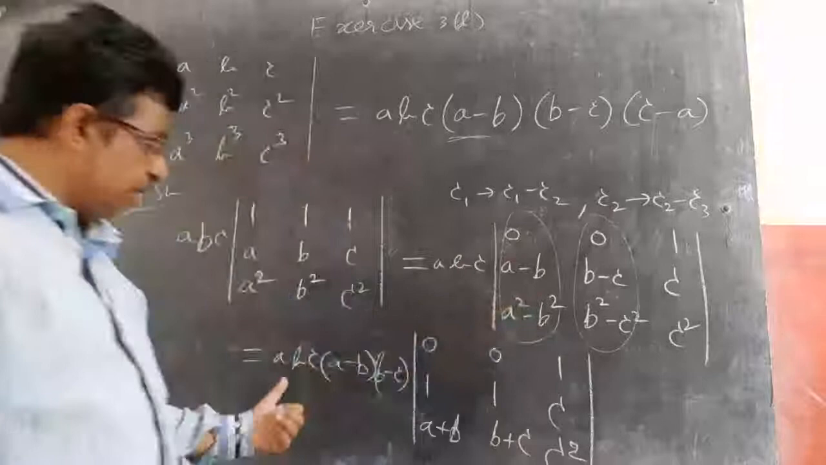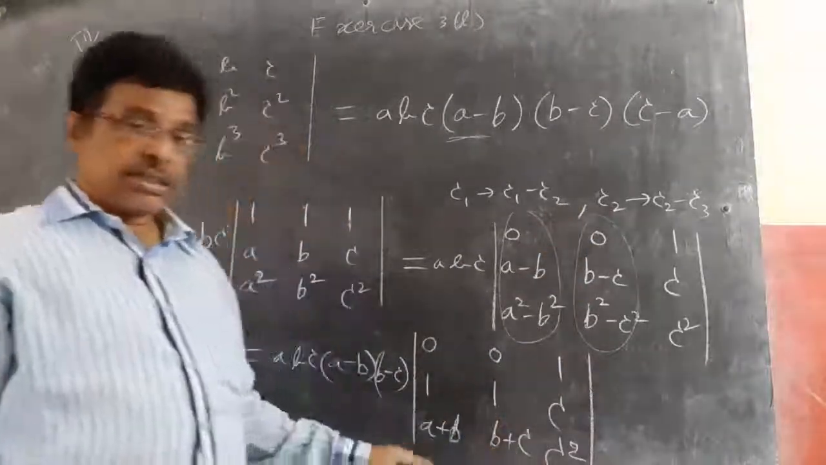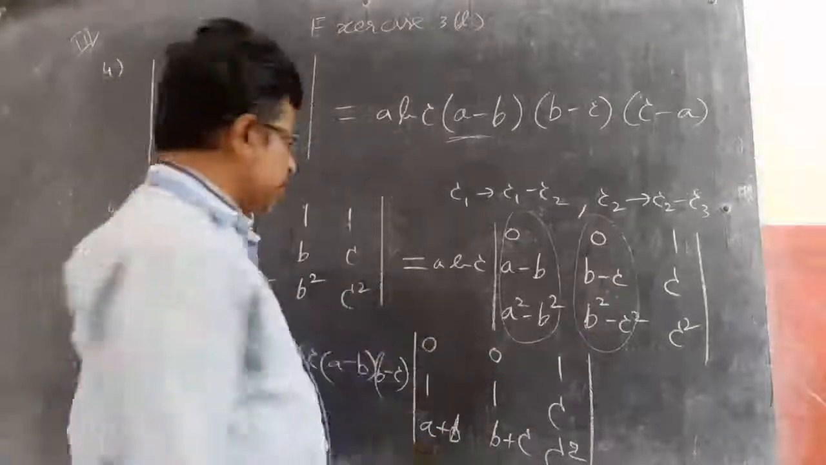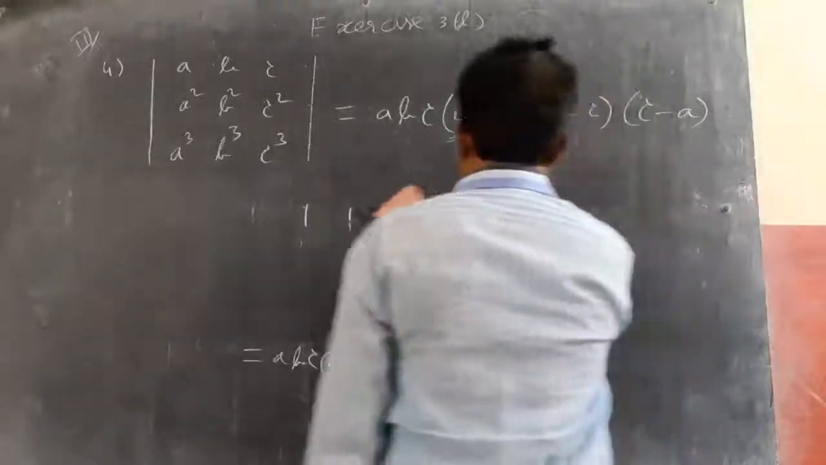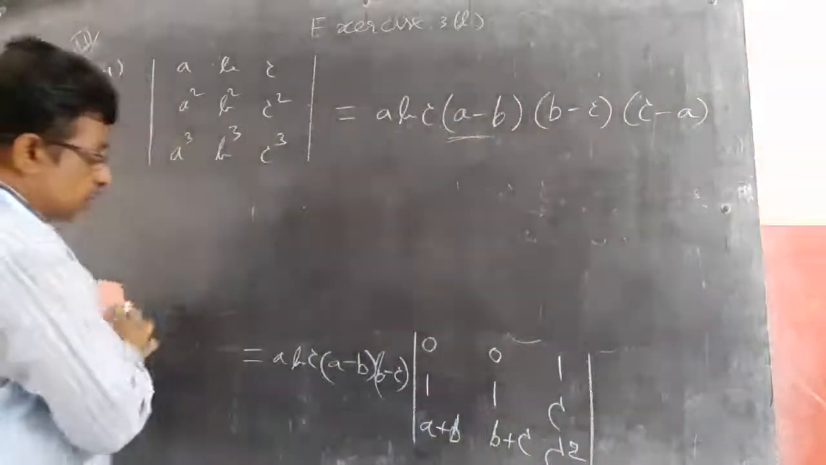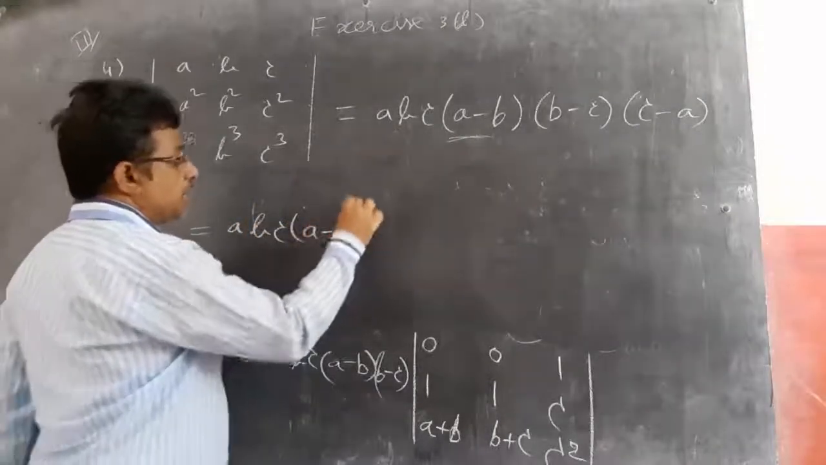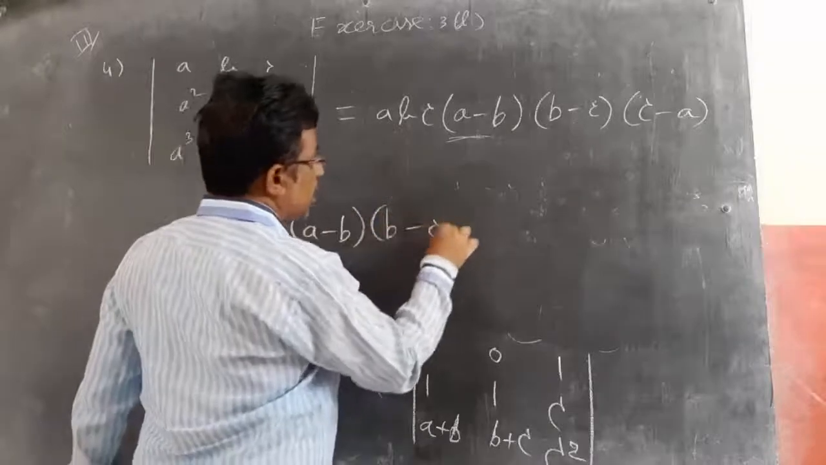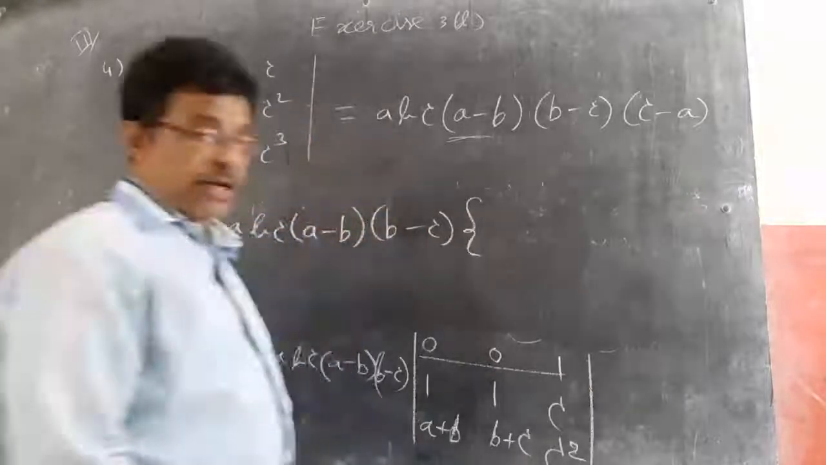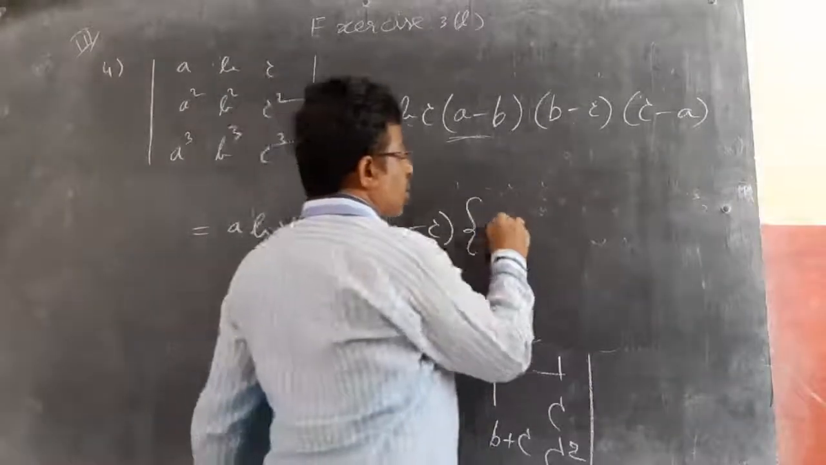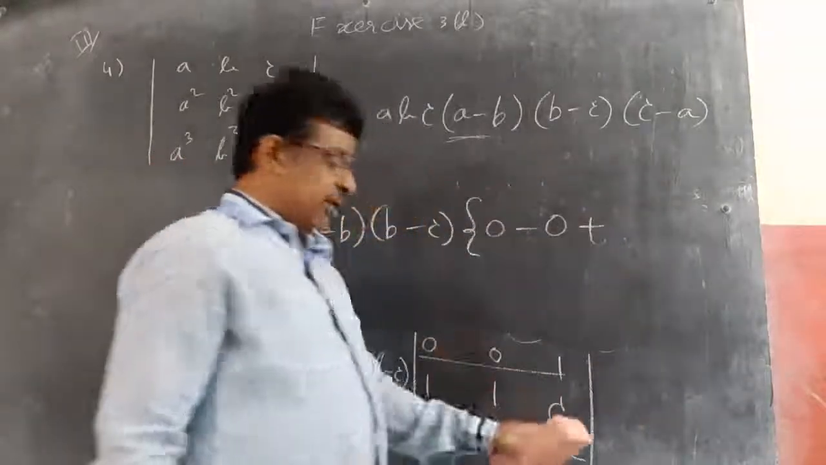From here I took A minus B common. From this column I took B minus C common. Left out is this. Now I will expand the determinant according to the first row. What is the final result, I will check. So this is equal to ABC as it is into A minus B, B minus C as it is. Now coming to the expansion of the determinant according to the first row: 0 into anything is 0, minus 0 into anything is 0, plus 1 into its cofactor, but 0 into anything is 0 only.